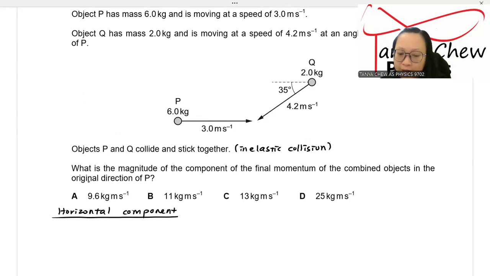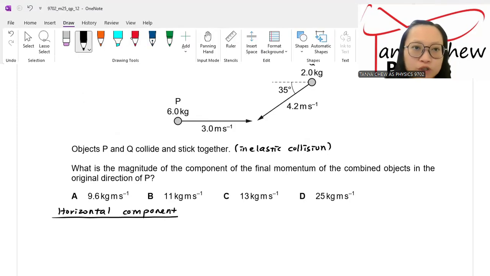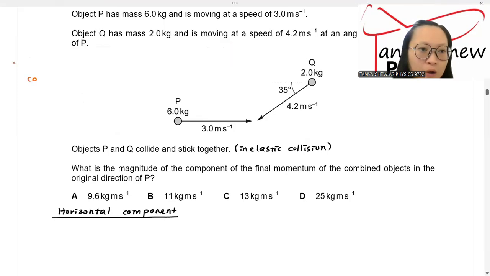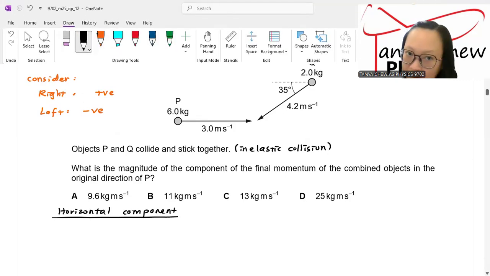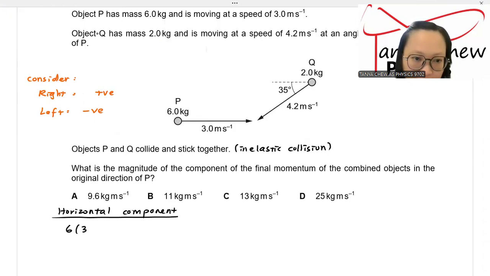P is moving to the right, so I will consider right direction as positive. So the left direction would take negative. P is already moving to the right, and momentum, you remember, is the product of mass and velocity. So 6 times 3 is the initial momentum, right? Plus, let us look at Q.